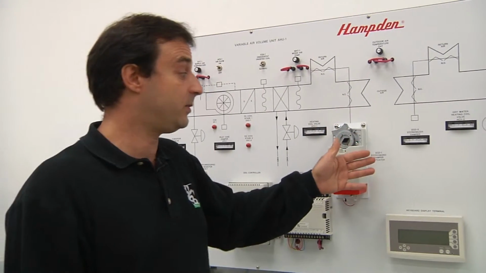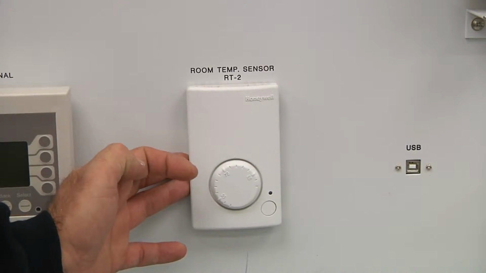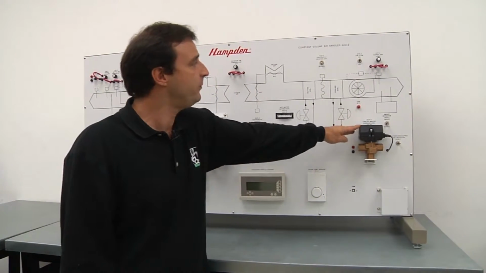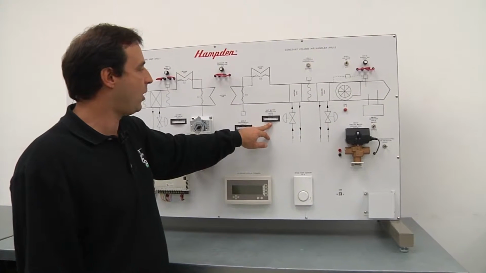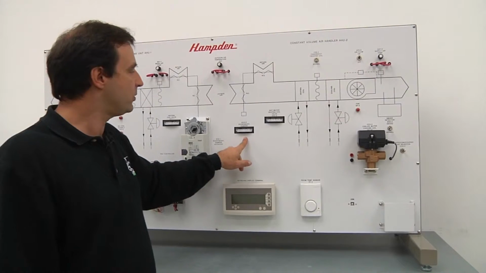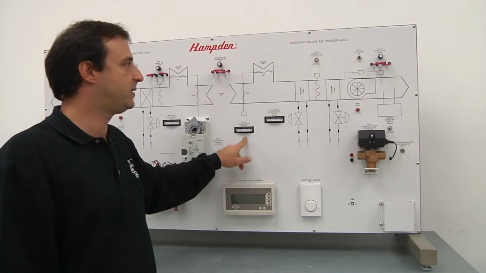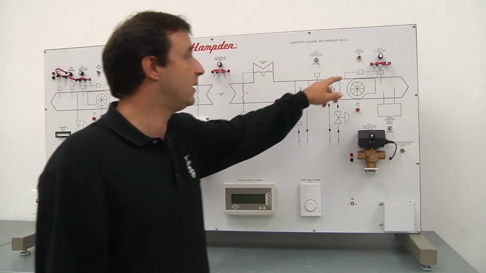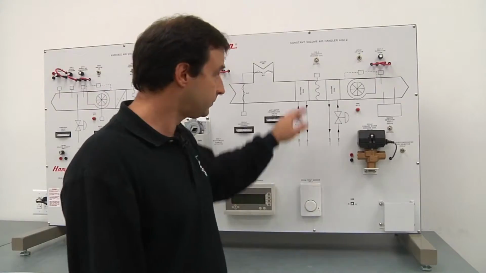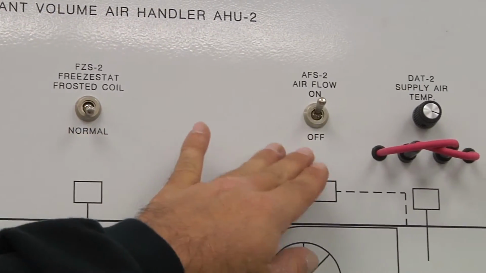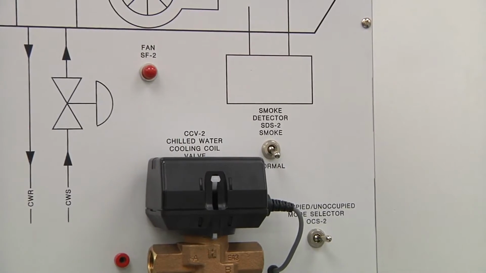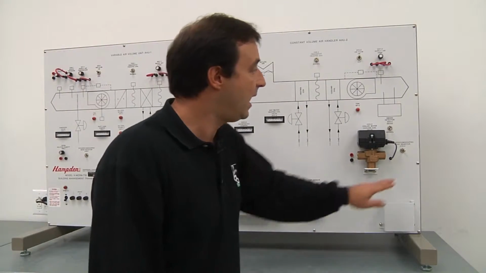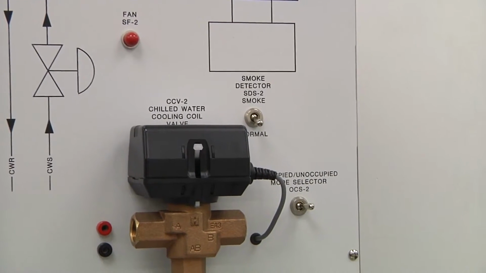In our constant volume system, we have a room temperature sensor, we have a cooling coil or a cooling valve, we have a gauge for our hot water heating valve, and also a percentage of our economizer damper to see how far that has opened. Again, we have several dials, including a supply air temperature, freestat and airflow switch, along with a smoke detector switch that can also be used to simulate the safeties, and a mode switch.